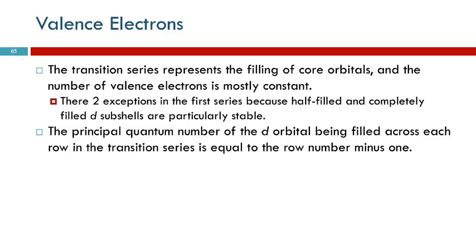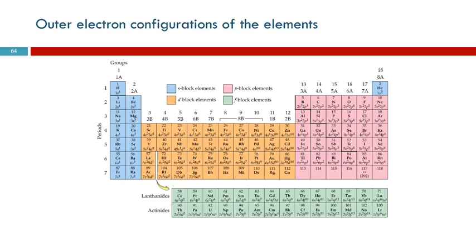The transition series represents filling of core electrons, not valence electrons. And so the number of valence electrons is mostly constant throughout there. There's 2 exceptions that are things that are weird. So let's look at that.